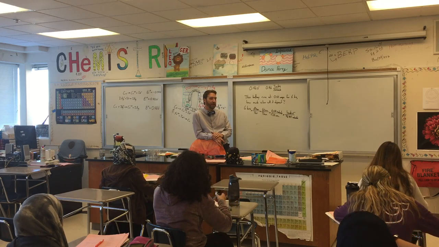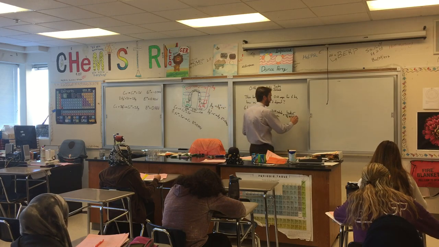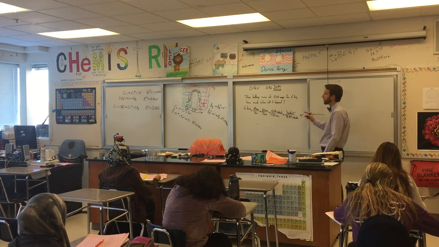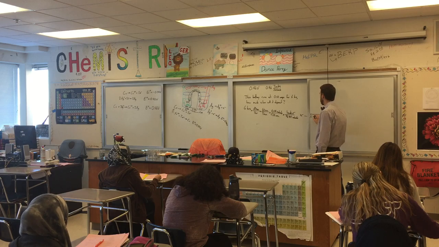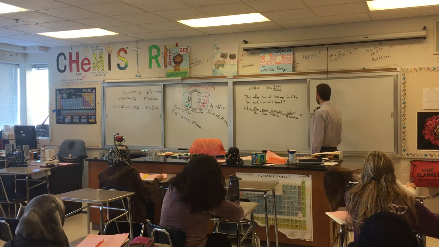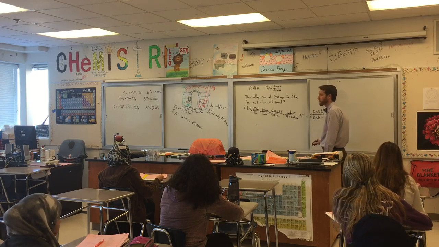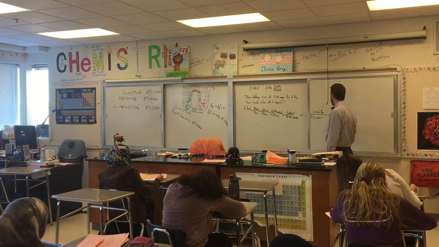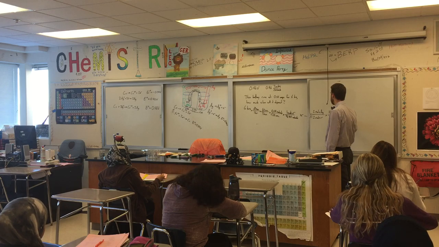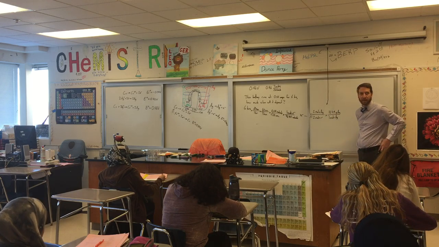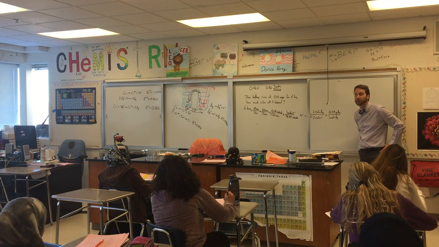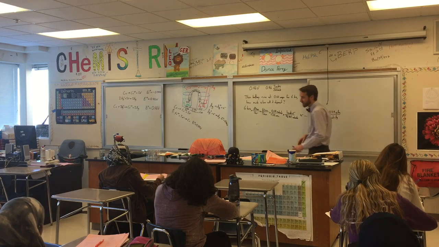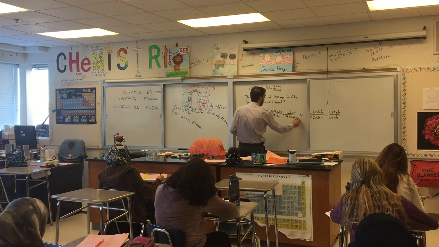So I can say 96,485 coulombs is 1 mole of electrons. We're not done yet. Moles of electrons to moles of silver, because we're trying to go to silver. So let's look at the half reaction for silver. It says 2 moles of electrons produce 2 moles of silver. And since we want the mass of silver, 1 mole of silver is, I think, 107.9.